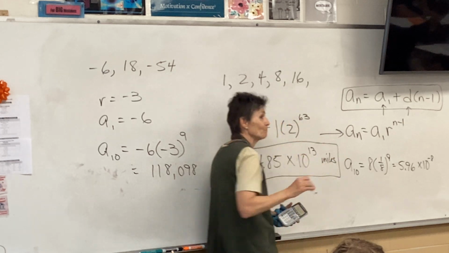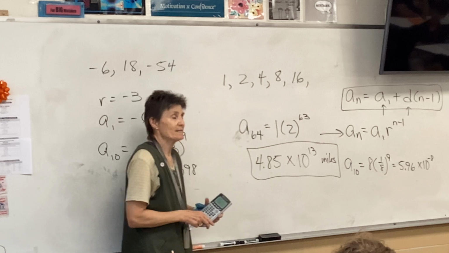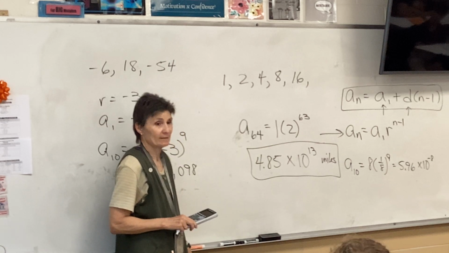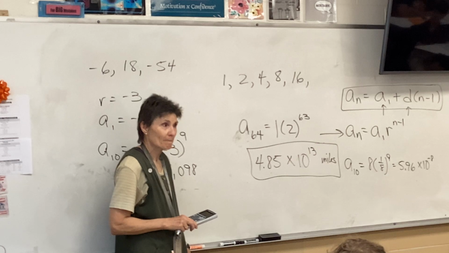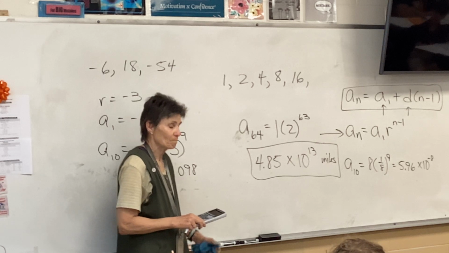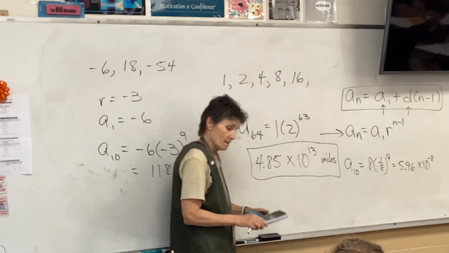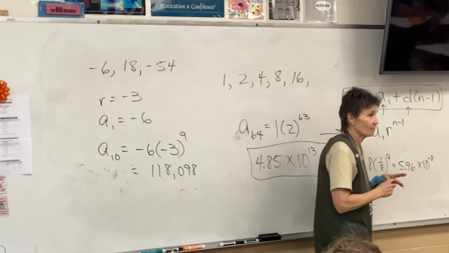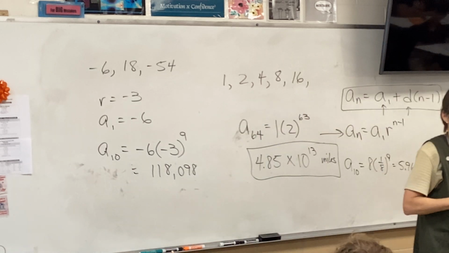Now remember, the sun was only 10 to the 7th. This is 10 to the 13th. Isn't that amazing? Absolutely amazing. So, being a math teacher, I'm aware of this kind of thing. Geometric sequences grow like crazy.